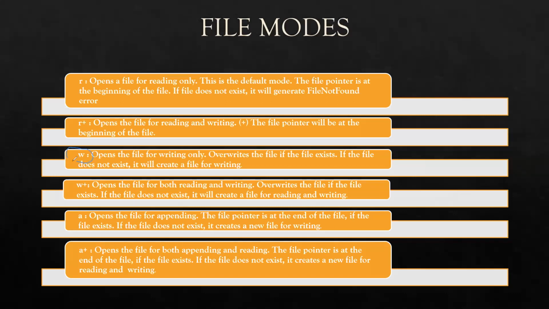in write mode, it opens the file for writing only. It overwrites the file if the file exists. If the file does not exist, it will create a file for writing. That means if I open the file for writing and the file does not exist, then it will create that file at that particular moment only. So let us see how it will do that.